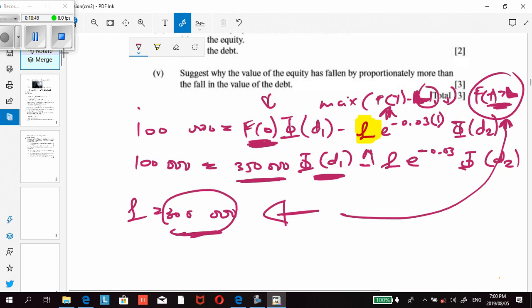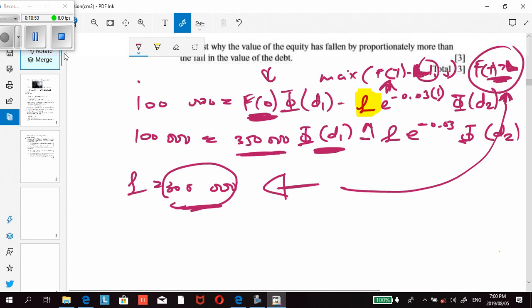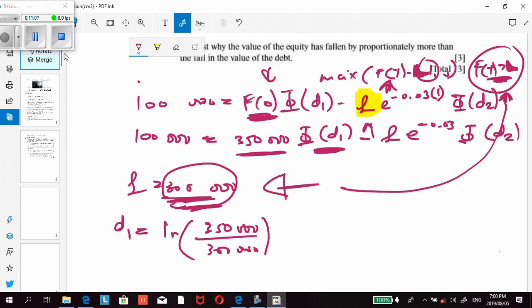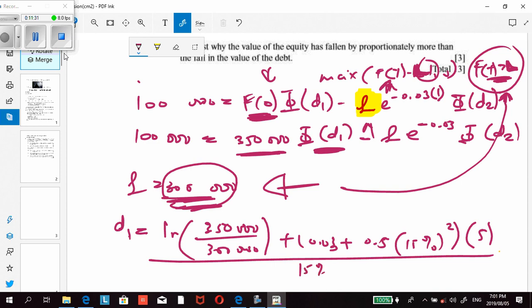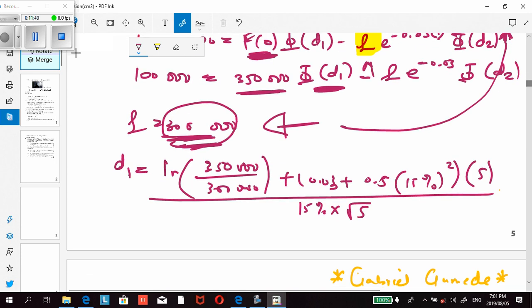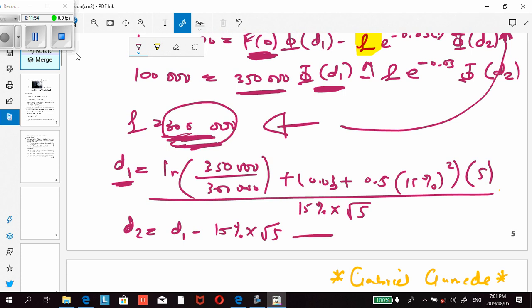So I'm going to start off with L is equal to 300, and I'm going to calculate my terms. Now, if L is equal to 300, my D1 will be the natural log of 350,000 divided by 300,000 plus 0.03 plus 0.5 into your volatility, which is 15% squared, times your final time minus your initial time, which is 5 minus 0, which is 5. And I'm going to divide this whole thing by 15% multiplied by the square root of 5. Now, I'm going to punch that whole thing in my calculator, then find D1 at L is equal to 300, and then your D2 will be equal to D1 minus 15% times the square root of 5.